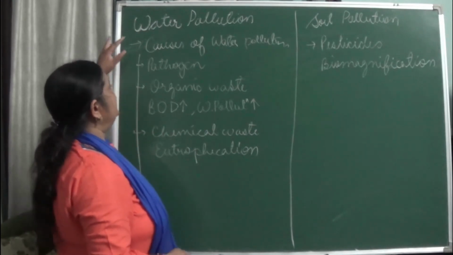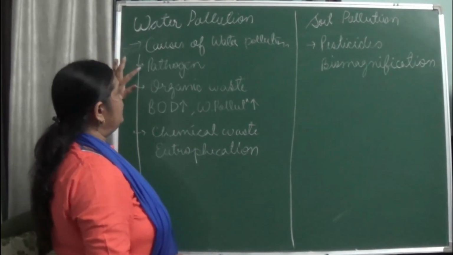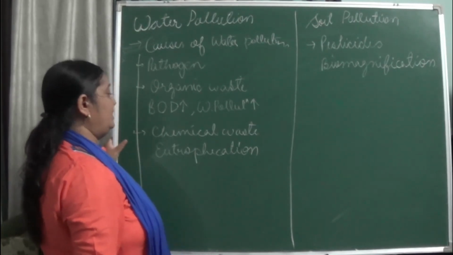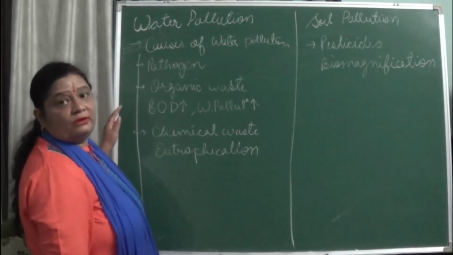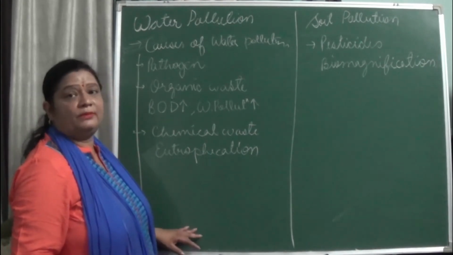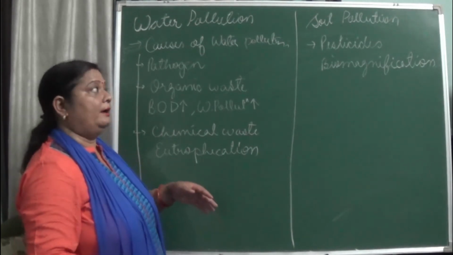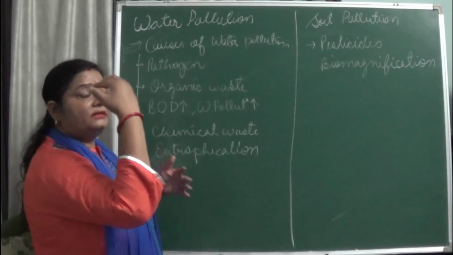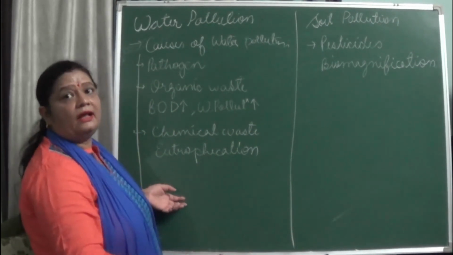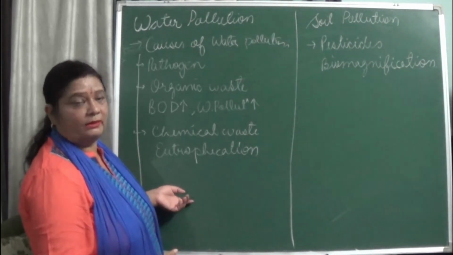Now water pollution. Okay, so what are the causes of water pollution? Pathogens, organic waste, then chemical waste. So one by one we will be studying. Water pollution is also a very big problem, because whatever waste mankind is producing, they are just disposing it in the water bodies, and ultimately that water is recycled and comes to us, and it creates problems, isn't it?